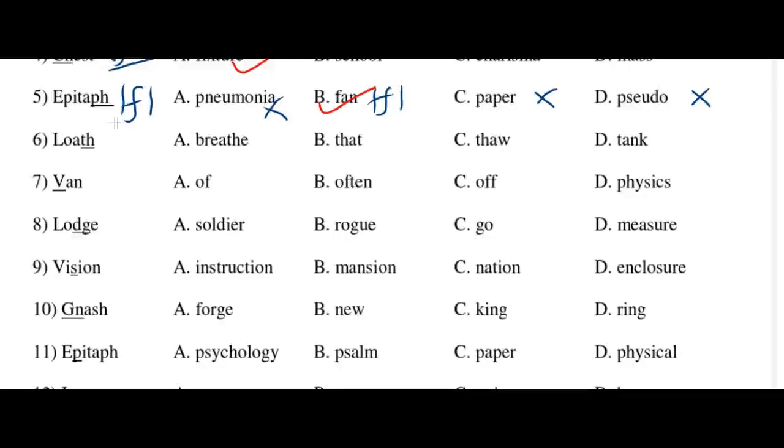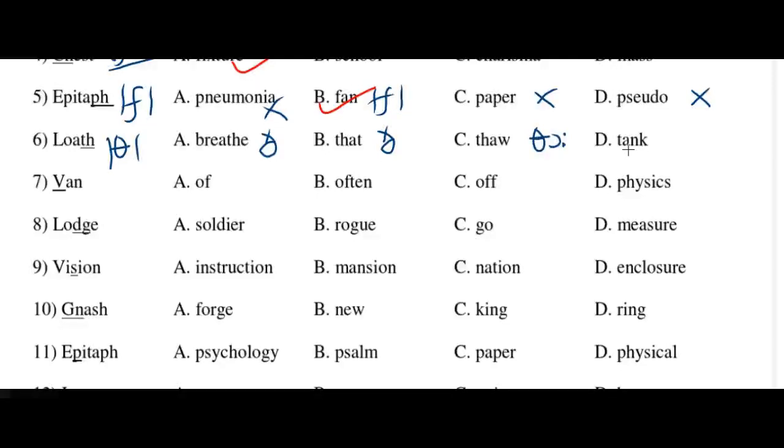Question 6, loathe. The underlined sound there is the voiceless interdental fricative sound, loathe. So we need to fish out that sound from options A to D. This is breathe, that, the. That's the. Then this is thaw.